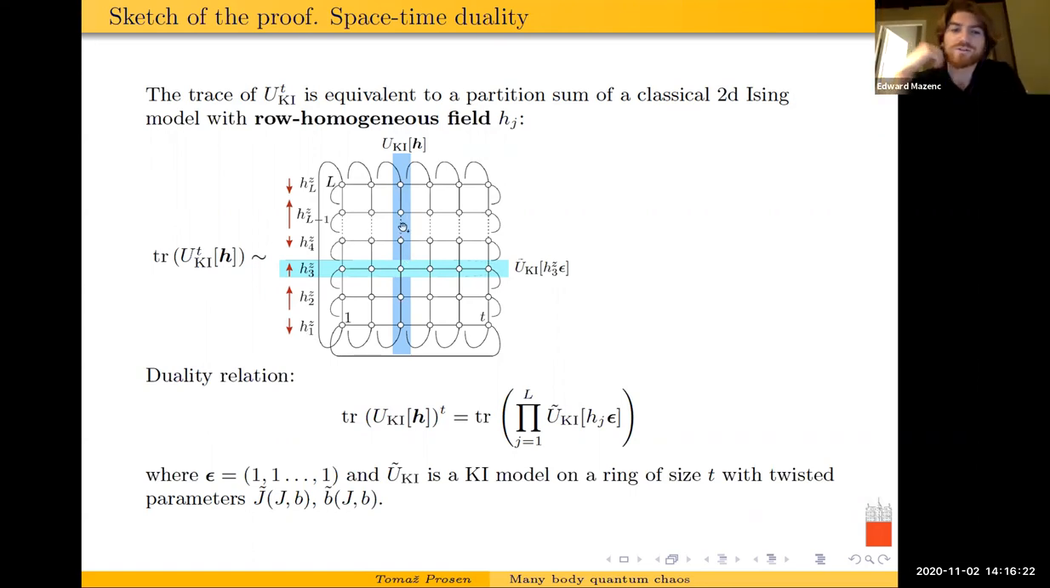Question: if I just path integrated, so in my definition of U, if I just did the integral from 0 to nt, would that be different from this U to the t? That is, if I integrated the time-dependent Hamiltonian from 0 to n times the period, or little t times the period. I think it would be essentially the same. It's the same, yeah.